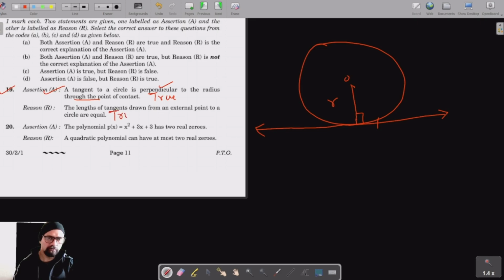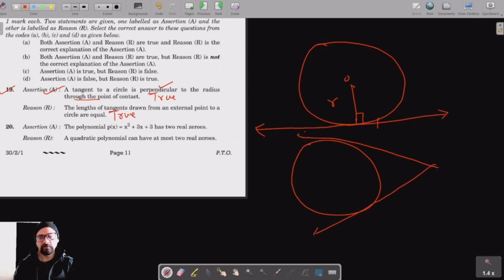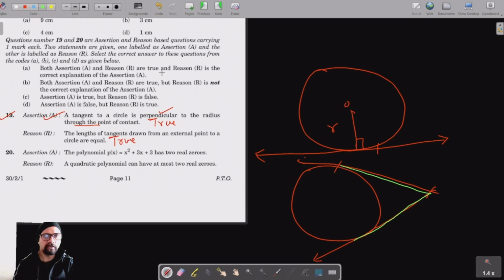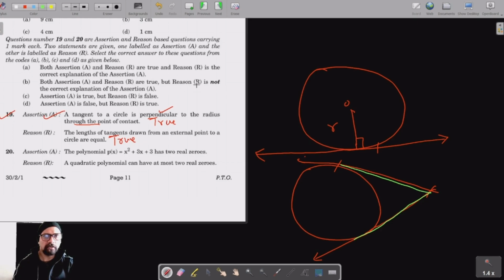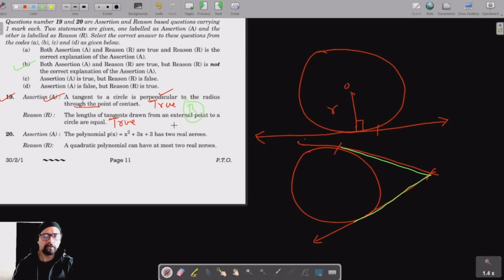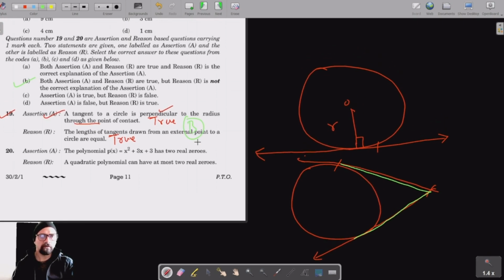And the reason, the lengths of tangents drawn from an external point to a circle are equal, is also true. The lengths of the tangents drawn from an external point should be equal. This is also true, but this is not the correct explanation of A. So both assertion A and reason R are true, and reason R is not the correct explanation of A. So the correct answer here is option B.